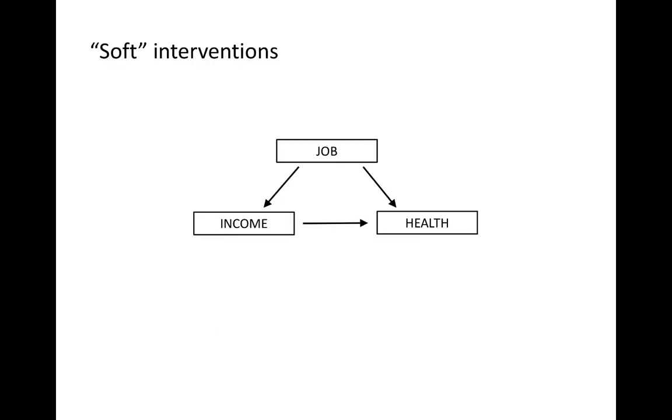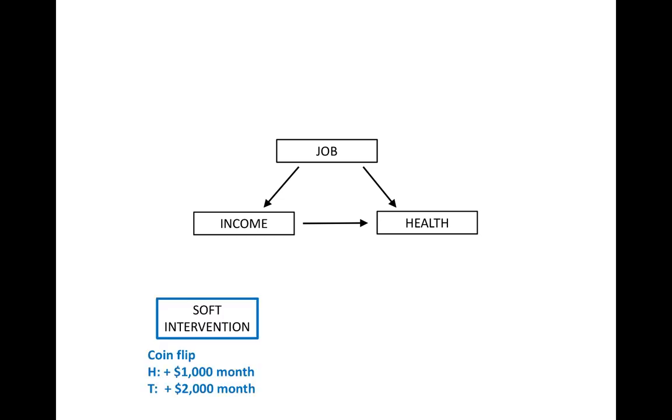So let's consider again the original causal graph relating job, income, and health. And now let's consider a soft intervention on income and how to model it. Whereas a hard intervention takes over and determines the value of its target, a soft intervention adds a known and controllable source of influence, but doesn't eliminate the original sources of influence. For example, we might again flip a coin, but this time if it comes up heads, add $1,000 to monthly income, and if it comes up tails, add $2,000 to monthly income.